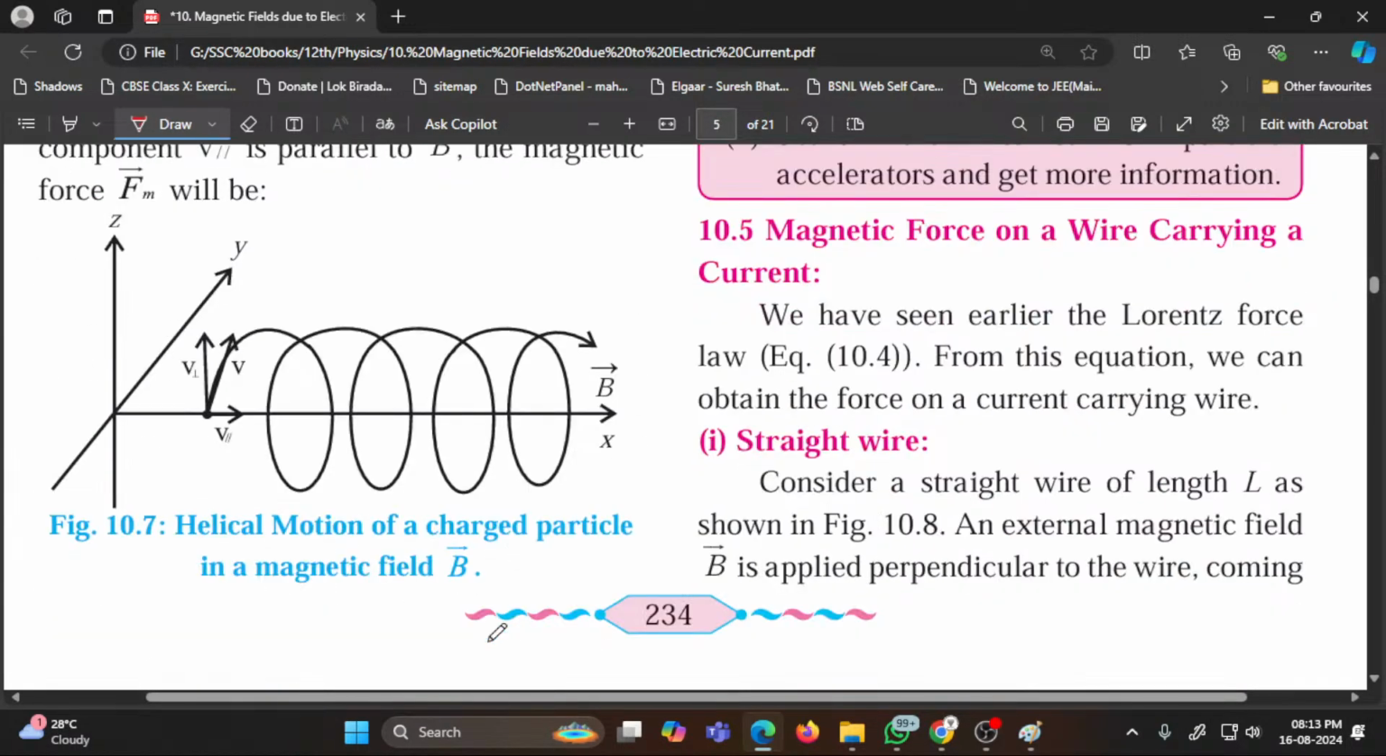So this is about the cyclotron and the motion of the charge in that cyclotron. Have you understood up to this?